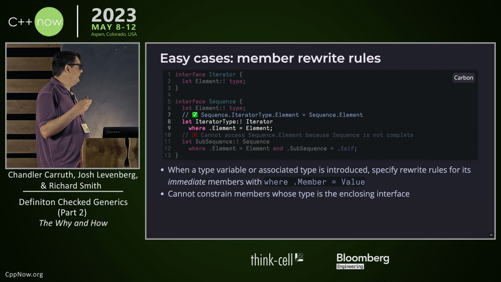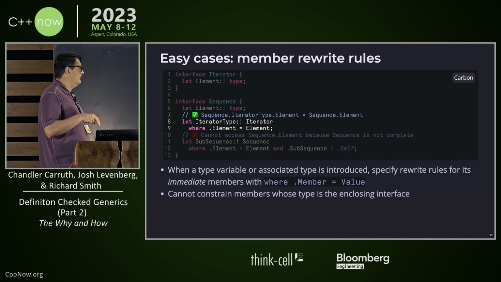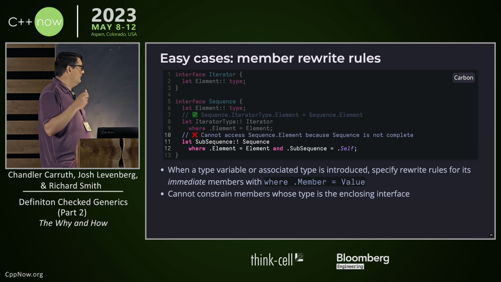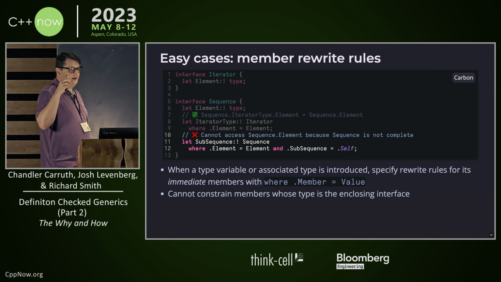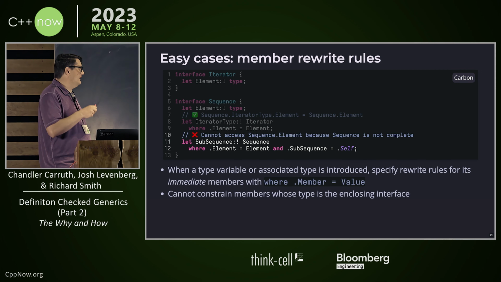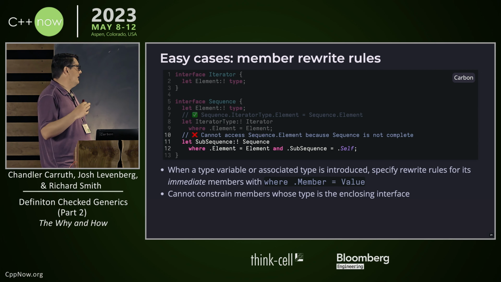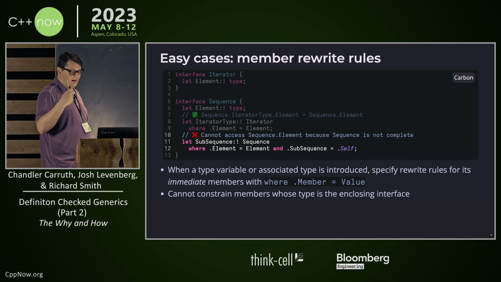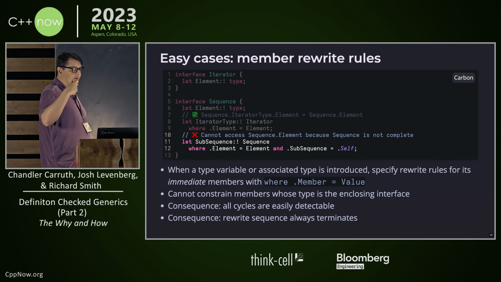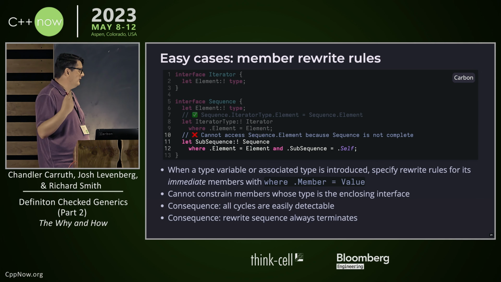This allows us to constrain only the immediate associated types of an interface. And we also do not allow you to constrain the associated types of an incomplete interface, so one that we haven't finished processing the definition of yet. And that means that there can't be any cycles between associated types in the same interface or across interfaces.